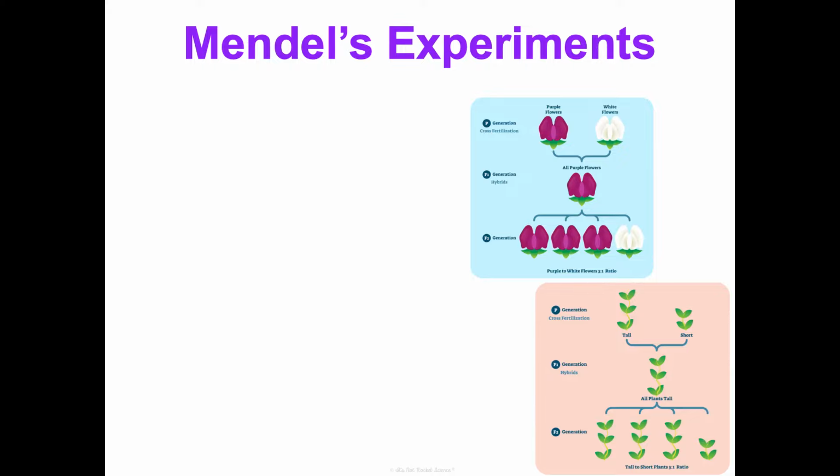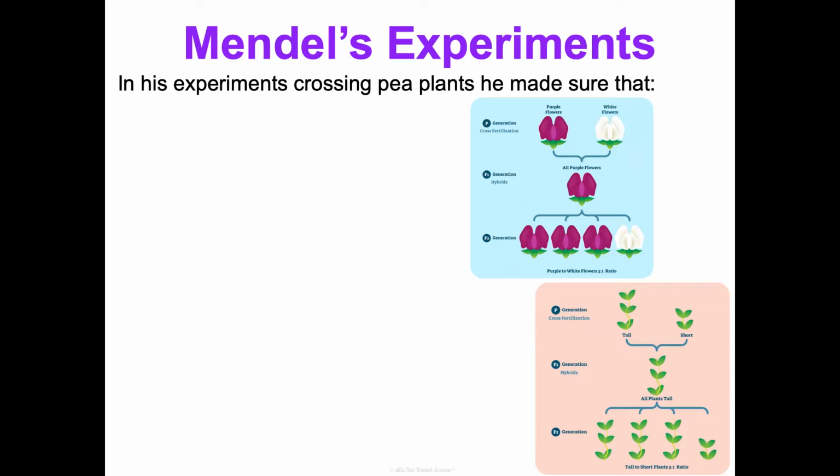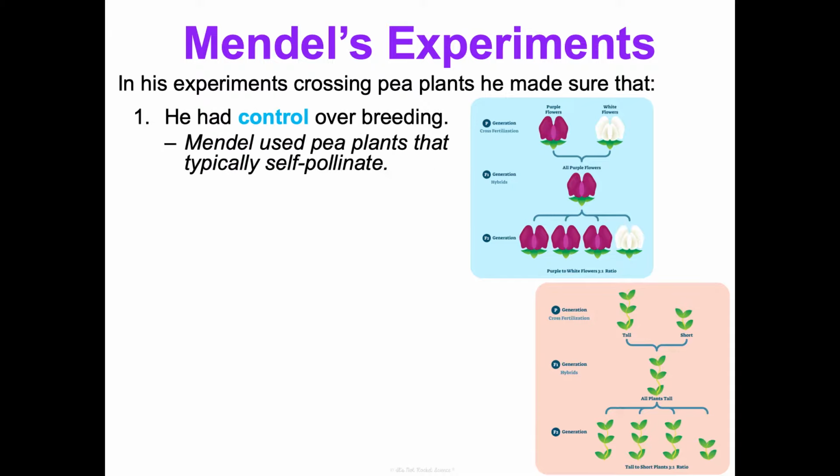Okay, so what did he do? How did he figure this stuff out? He did a ton of experiments with pea plants. And when he crossed them, when he mated them, he made sure of a couple things. One, he made sure he had control over the breeding. He specifically used pea plants that typically self-pollinate, so that he could make sure he knew who was crossing with what. So it was all very, very controlled.